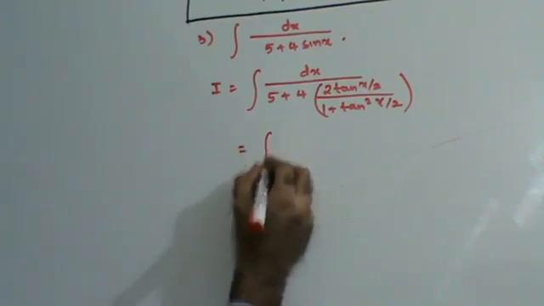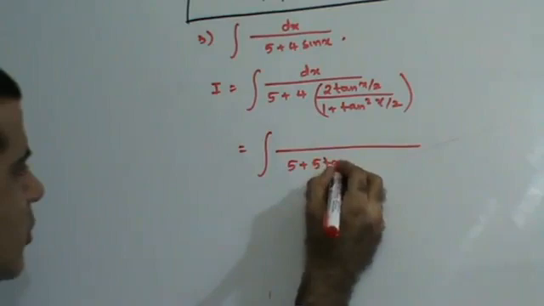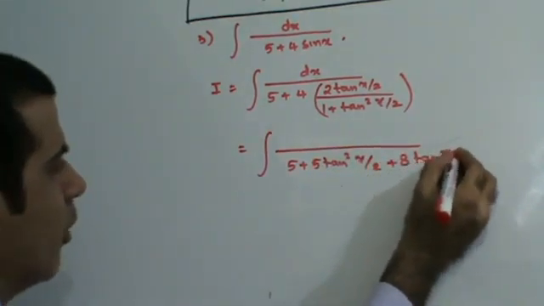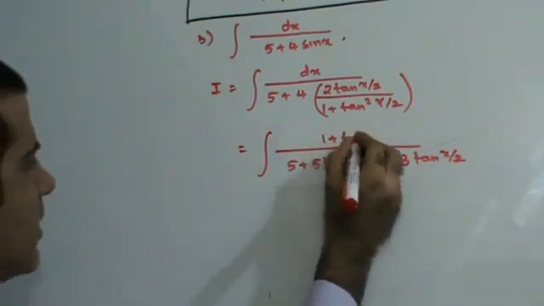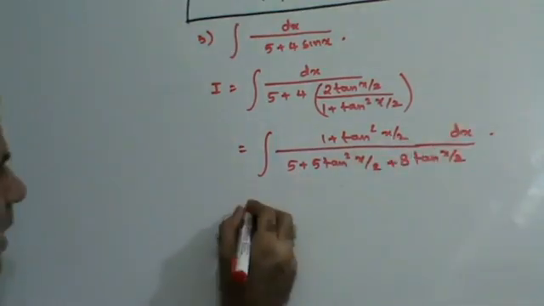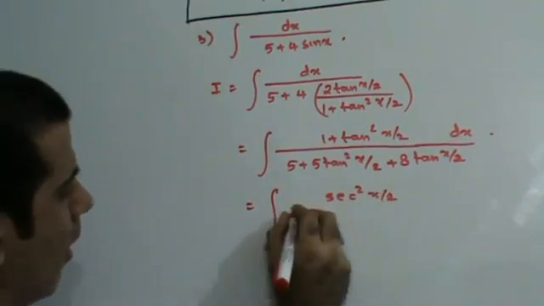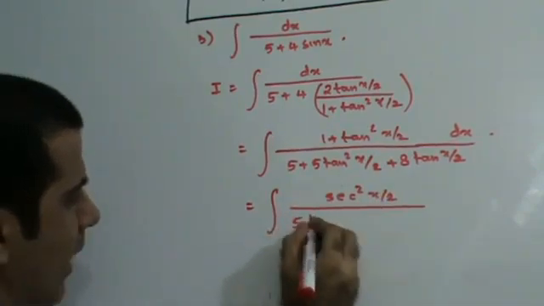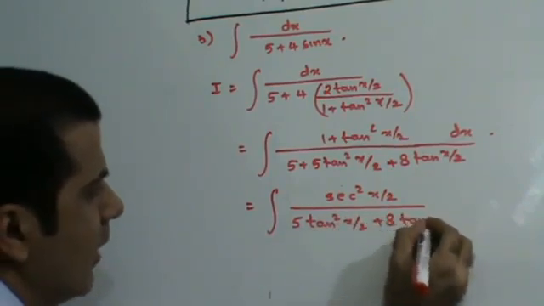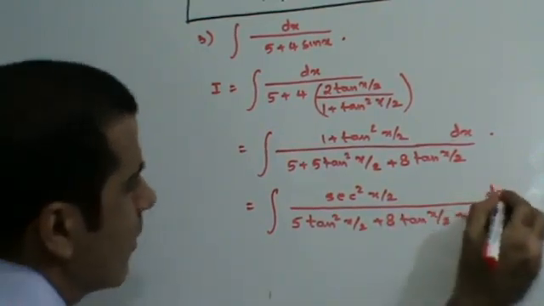This can be written as integral of, take LCM, 5 plus 5 tan square x by 2 plus 8 tan x by 2 upon 1 plus tan square x by 2, dx. This can be written as integral of sec square x by 2 upon 5 tan square x by 2 plus 8 tan x by 2 plus 5, dx.